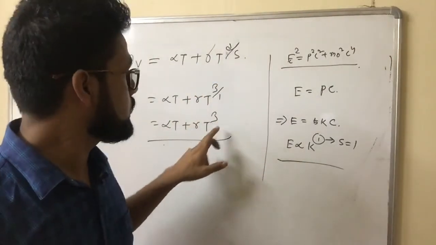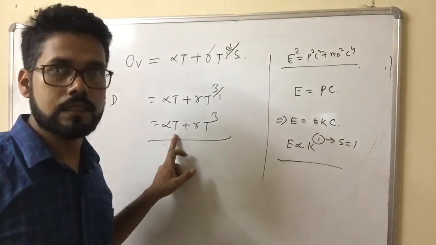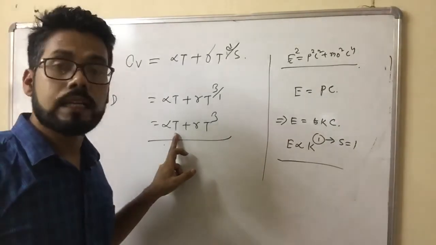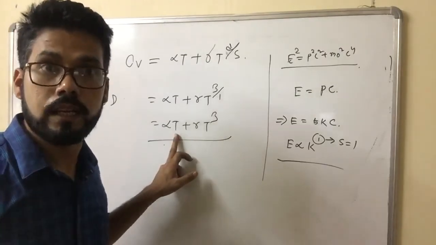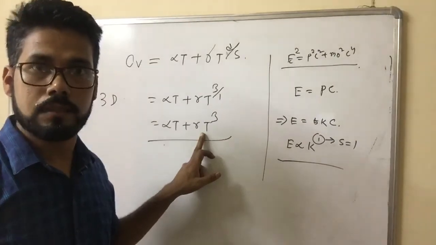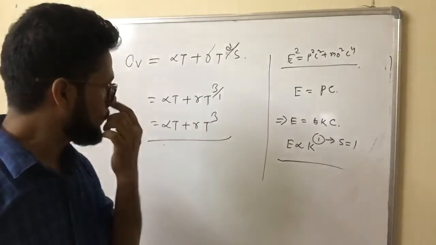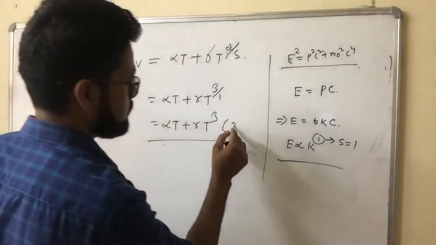So specific heat at low temperature: this first part is called the electron contribution. It is derived from where? The Fermi electron model. And the second term is derived from where? The Debye model, Debye-Einstein model. Remember, okay? This is for the Debye model if it is three-dimensional, 3D.